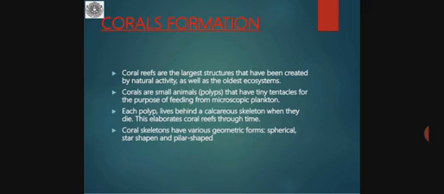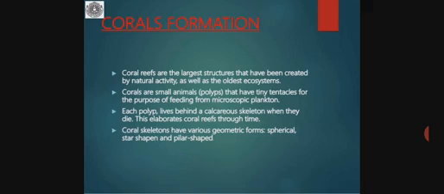Then, coral formation. Coral reefs are the largest structures created by natural activity as well as the oldest ecosystems. Corals are small animals, that is polyps, that have tiny tentacles for the purpose of feeding on microscopic plankton. And each polyp leaves behind a calcareous skeleton when it dies. And this builds up coral reefs through time.